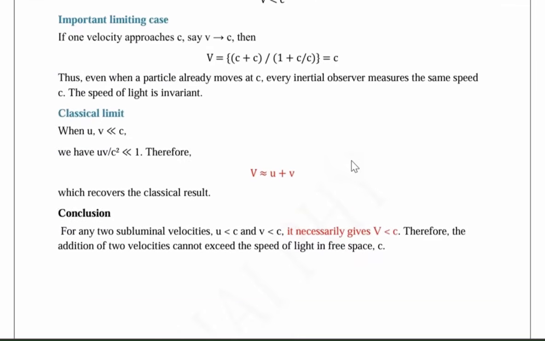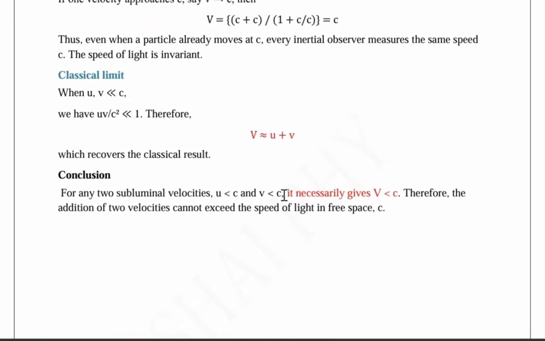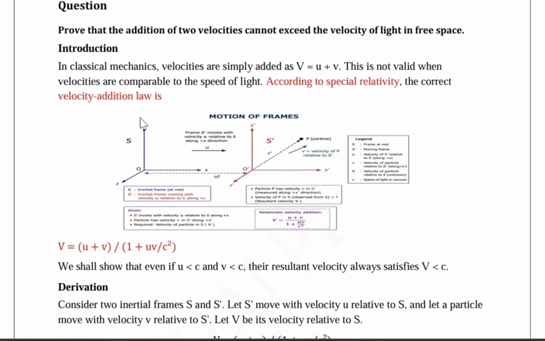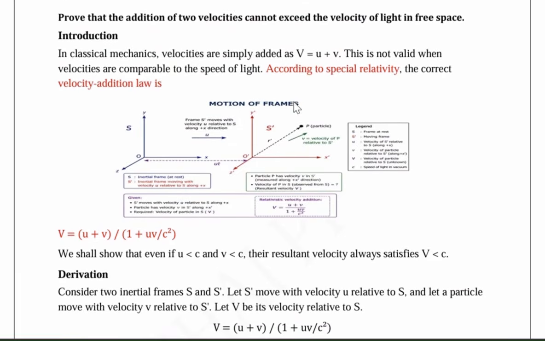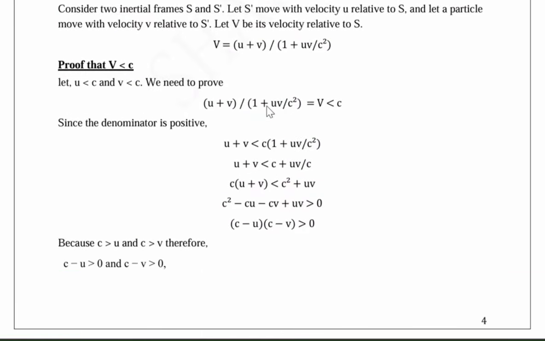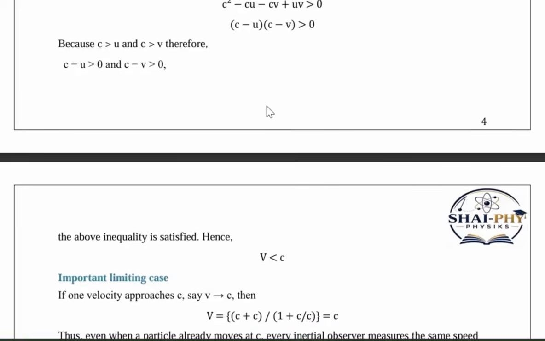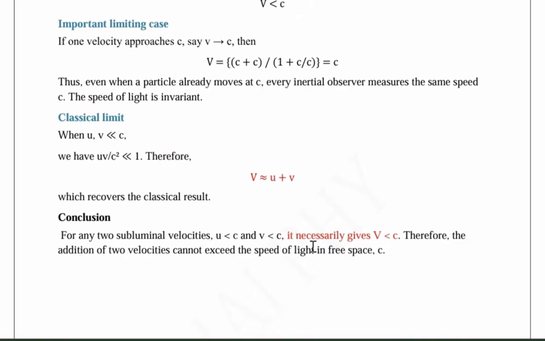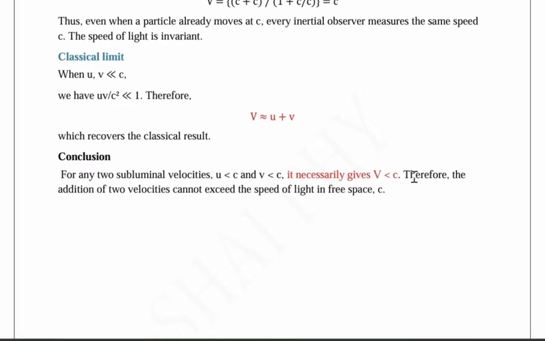So the conclusion is that u is less than c and v is less than c necessarily gives v less than c. This is the pattern you have to follow. First there is the introduction, some highlighted part, some figures, and then the proof or body part in a step-wise way. If there is some condition, you can mention it if you have sufficient page left, and then finally the conclusion, highlighting what the result is.